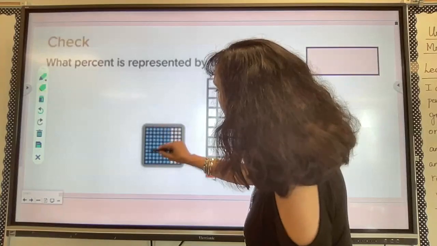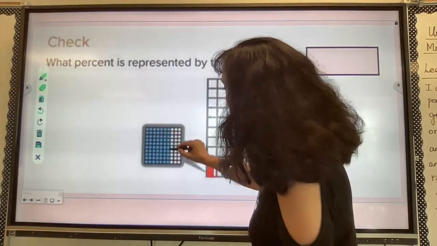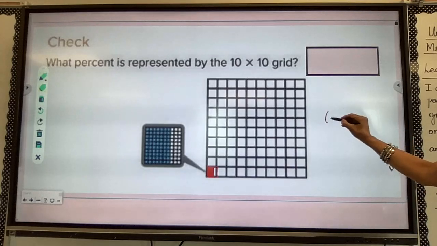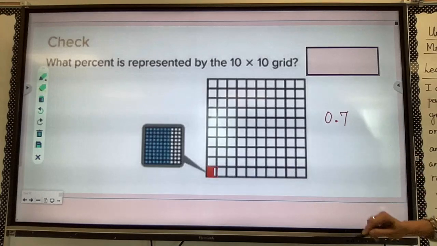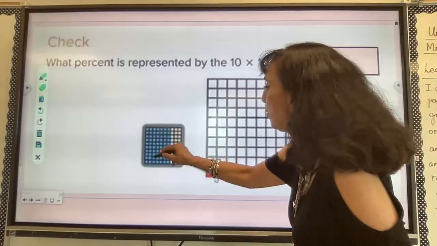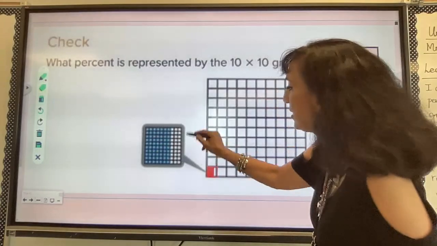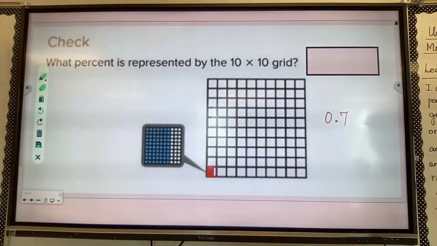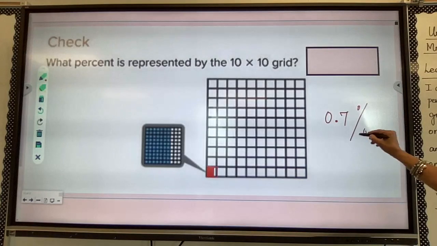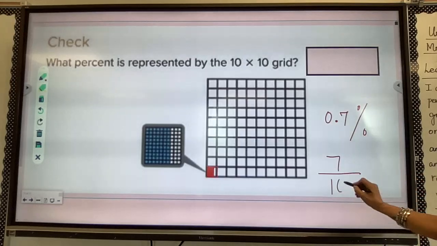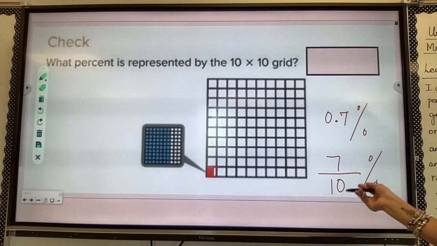How many? 10, 20, 30, 40, 50, 60, 70. So we have 70/100, or we can say we have 7/10%. Look, 7 out of 10: 1, 2, 3, 4, 5, 6, 7, 8, 9, 10. There are 10 rows, or columns. So therefore, it is 7/10%. And basically, that's what this is.